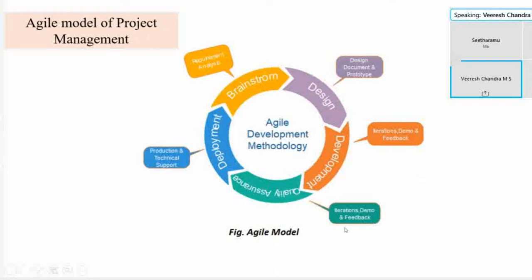If everything is all right, positive feedback will be given: okay, you can go ahead with the next sprint or next part of the product. If at all there is any margin of error or whatever it is, small adjustments are to be made.